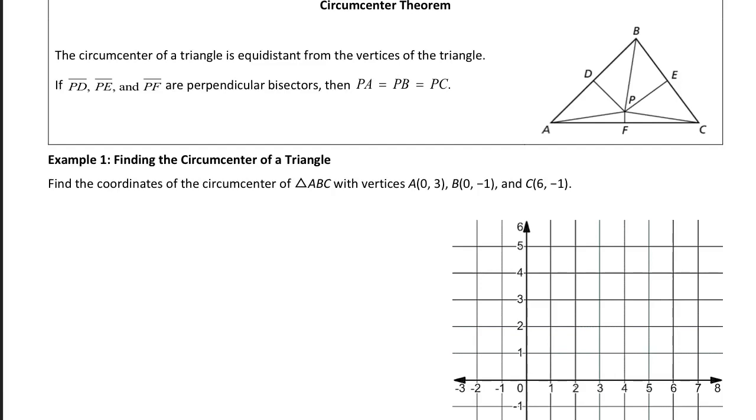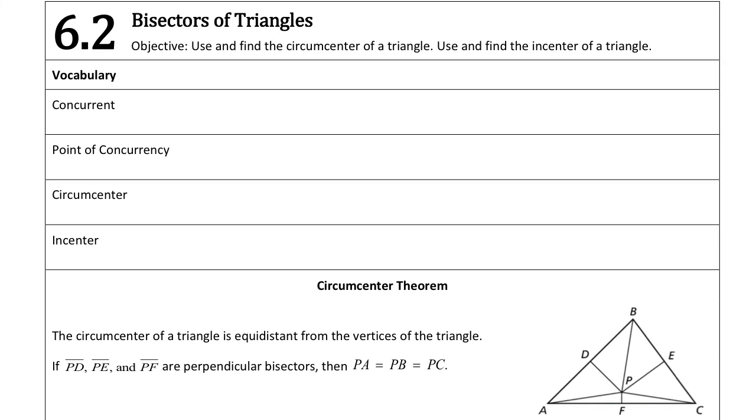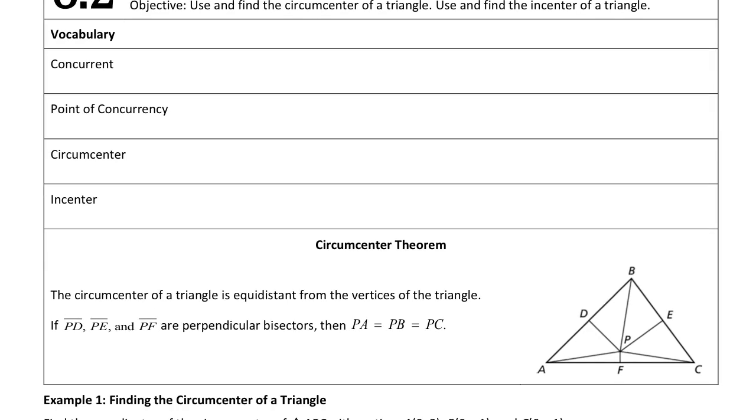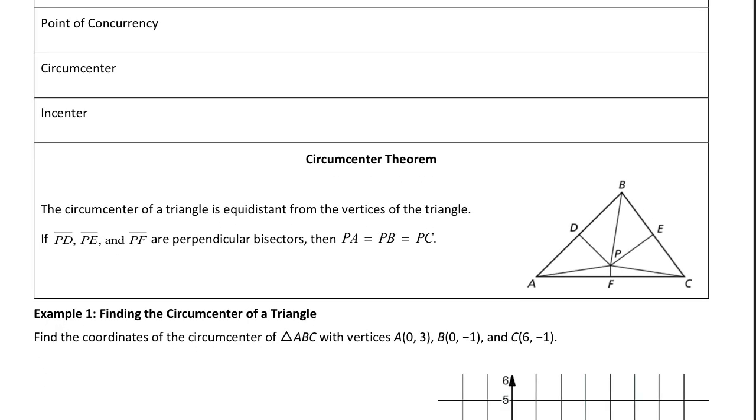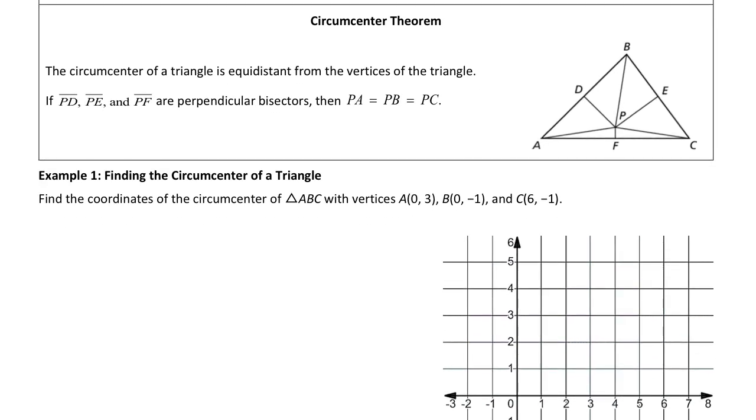Okay, so we are at Unit 6, Lesson 2. And this lesson has to deal with bisectors in triangles. And in triangles, there are these specific points where certain segments made up in a triangle intersect at a certain point. So the first point we're going to talk about is called a point of concurrency.